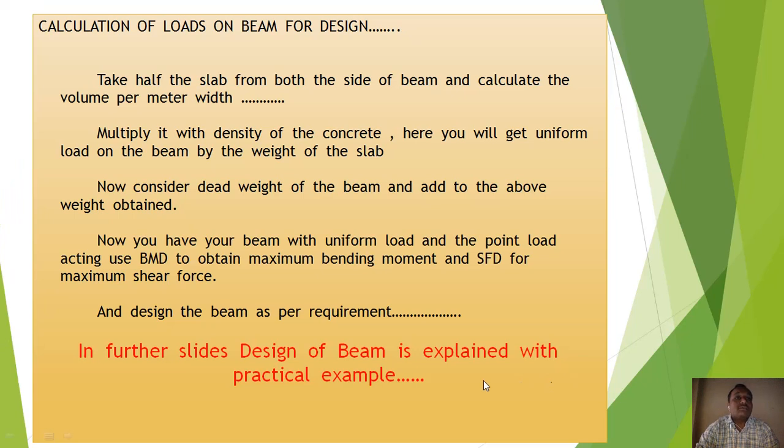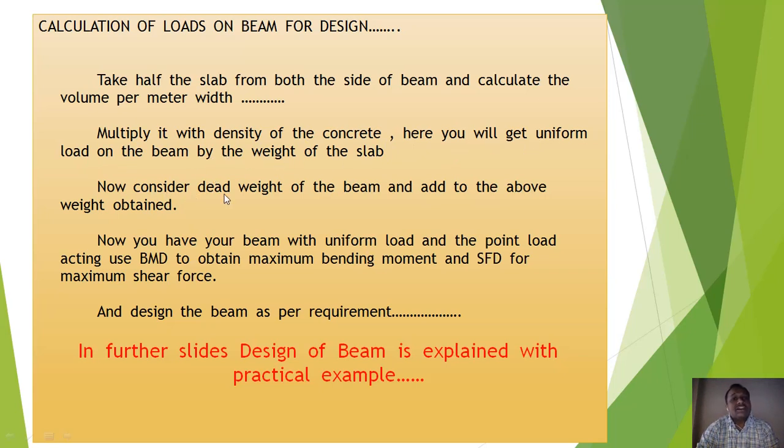So calculation of loads on the beam for design is as below. Step 1: Take half the slab from both sides of the beam and calculate volume per meter width. Multiply it with the density of the concrete. Here you will get the uniform load on the beam by the weight of the slab.